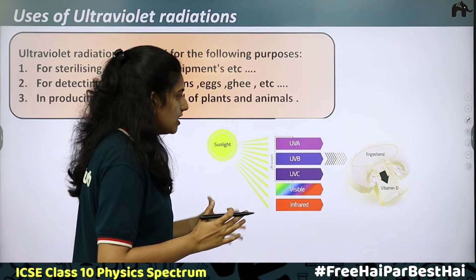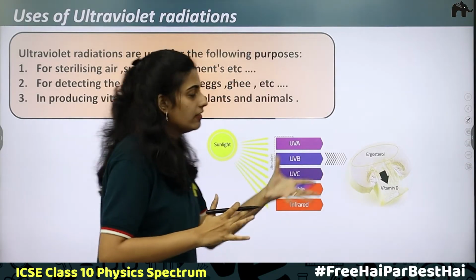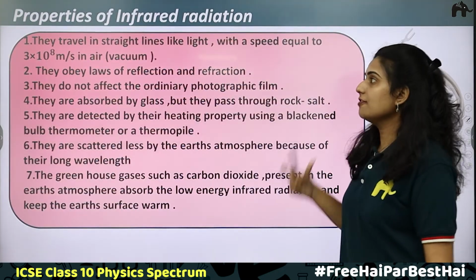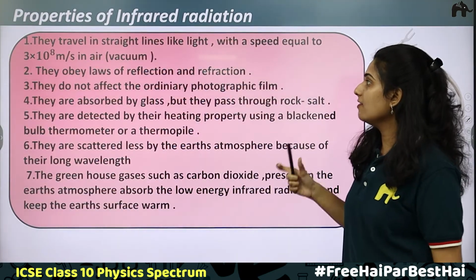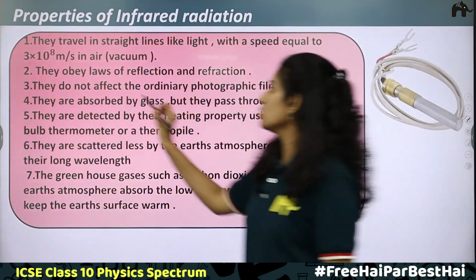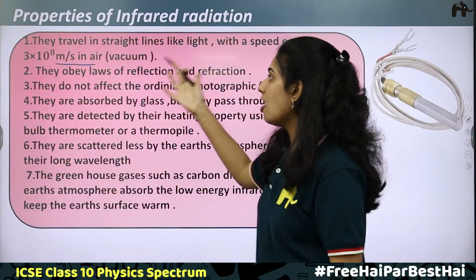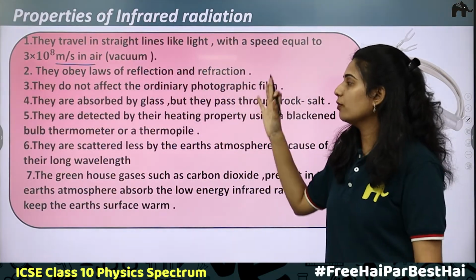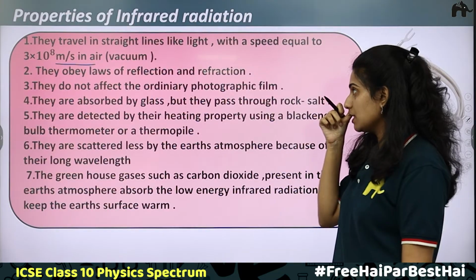So, these ultraviolet radiations are used to activate the vitamin D. Okay, now what are the important properties of infrared radiations? First, they travel in straight lines like light with a speed equal to 3 into 10 raised to 8 meter per second. So, like all other electromagnetic radiations, here also the speed of light in air or vacuum will be 3 into 10 raised to 8 meter per second.